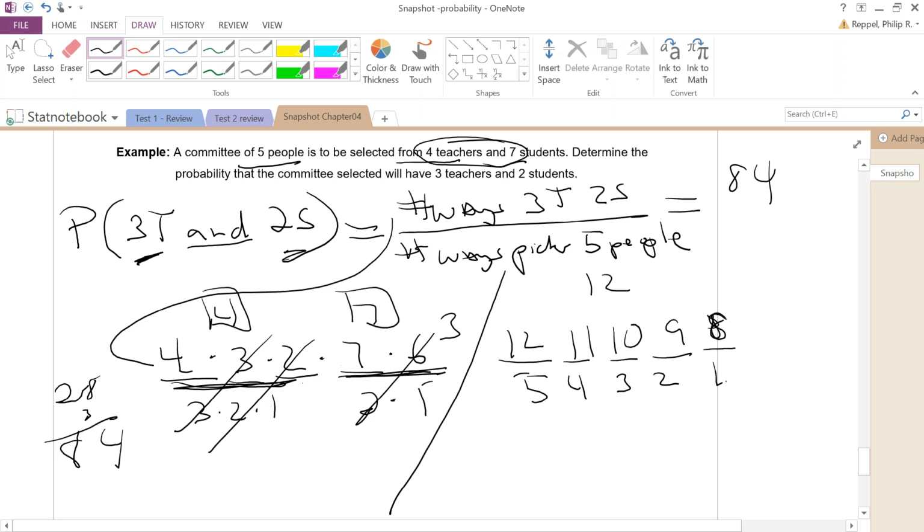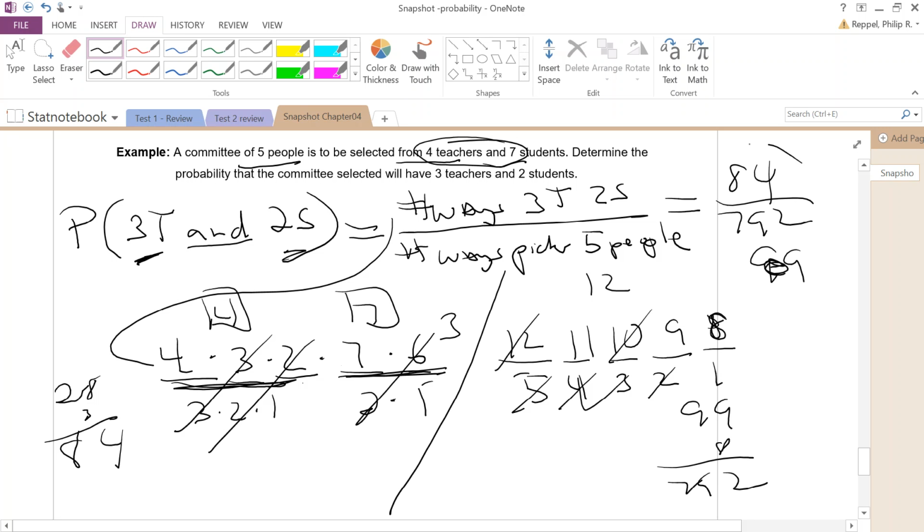Now I'll start canceling. 5 times 2 is 10. 4 times 3 is 12. So 99 times 8 in this one, right? I'm sorry, let me put it down here because I want my room for my denominator. 99 times 8 is 792. So there's your answer. It's not a difficult problem.